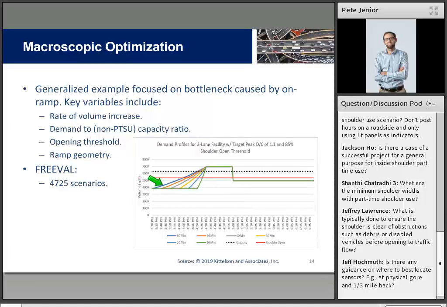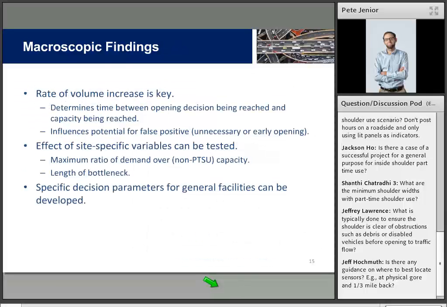If your volume increases slowly, you have quite a bit of time. If your volume increases rapidly, you may only have a few minutes to get from a starting volume to a volume over capacity. And understanding how your volume will increase in the future is a function of both what you've observed on that day and what you know is a typical profile on a facility. So this ability to understand what's going to happen in the future is really critical for knowing when to open a shoulder.